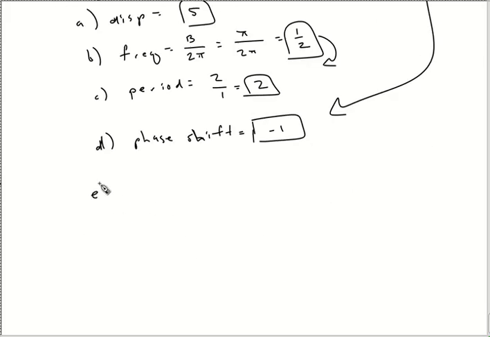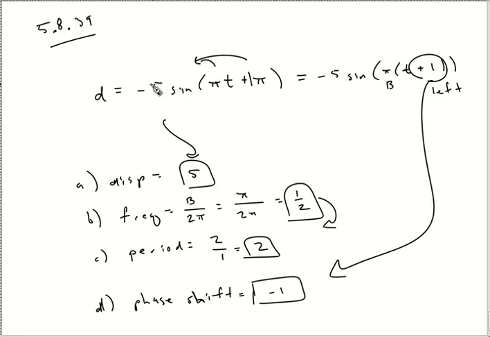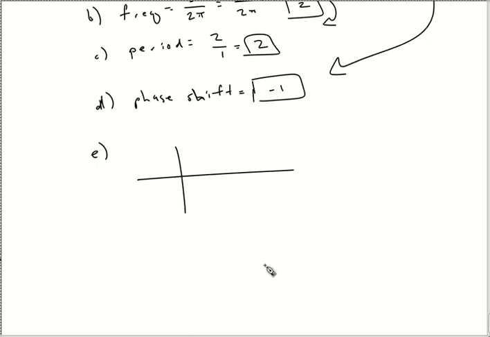Okay, last one is E. We're going to graph it. And I'm just going to graph it if that's okay. This is a sine. It's negative, but there's also this phase shift. What happens is it ends up looking more like this, where this is a 2, because that's my period, and it goes up and down to 5 and -5.